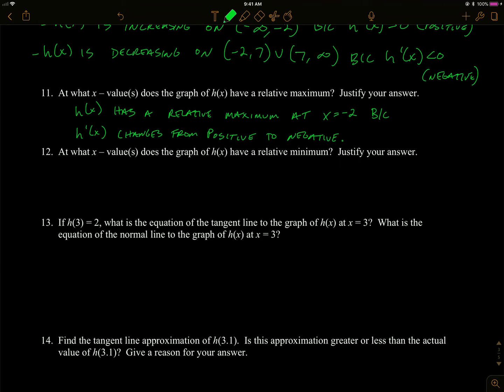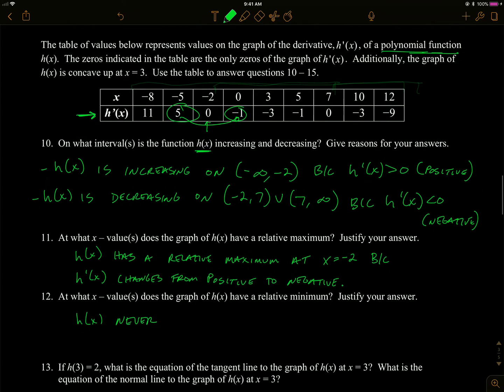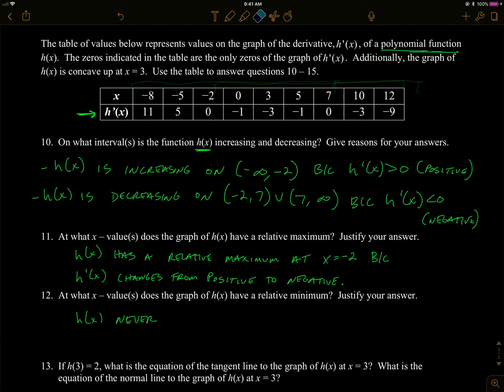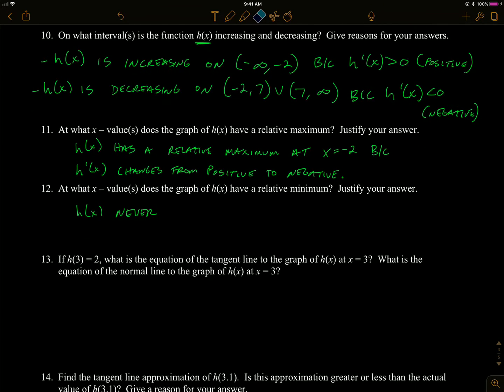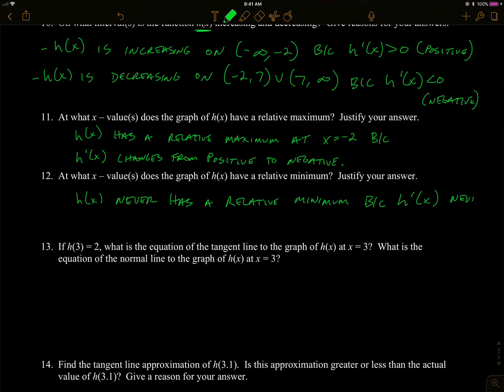At what x values does it have a relative minimum? We're going to say that h of x never has one, because if I look at the table, it never switches from negative back to positive. So h of x never has a relative minimum, because h prime of x never changes from negative to positive.